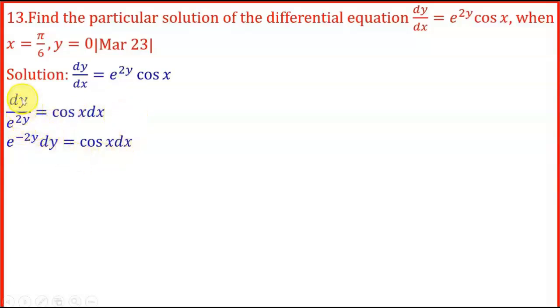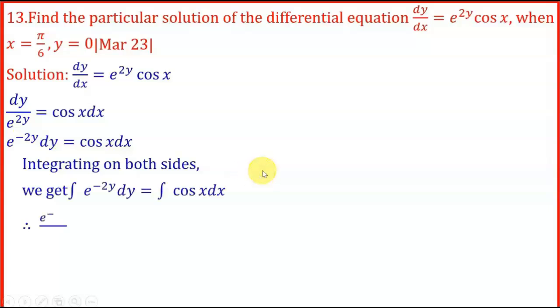Now shift this to the numerator, it will become e raised to minus 2y into dy is equal to cos x into dx. Integrating on both sides, then you will have the integral of e raised to minus 2y into dy is equal to the integral of cos x dx. The integral of e raised to minus 2y is e raised to minus 2y upon the derivative of the exponent, minus 2. The integral of cos x is sin x plus c.